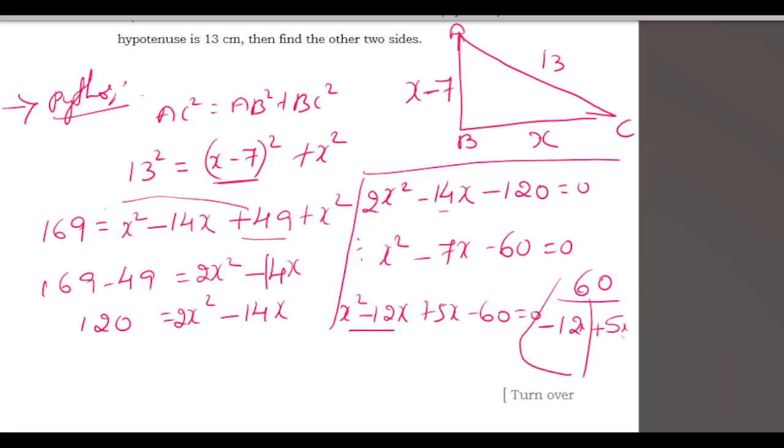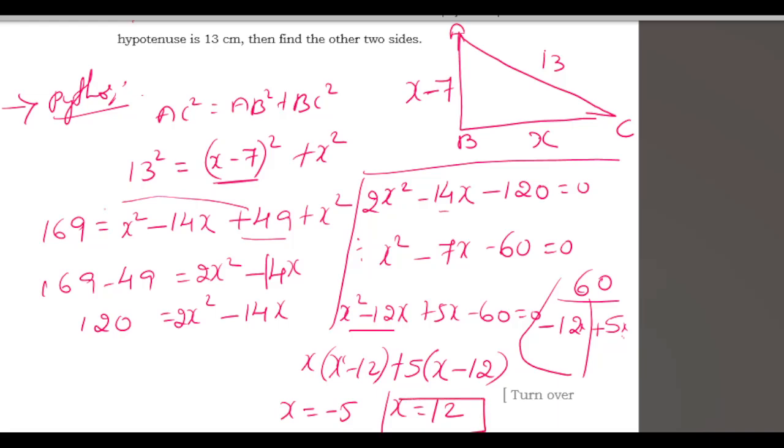Take the common from these two, x minus 12, and from the other two we take plus 5. So what remains? x minus 12 is remaining. So x is equal to minus 5, x is equal to 12. We should take the positive value.